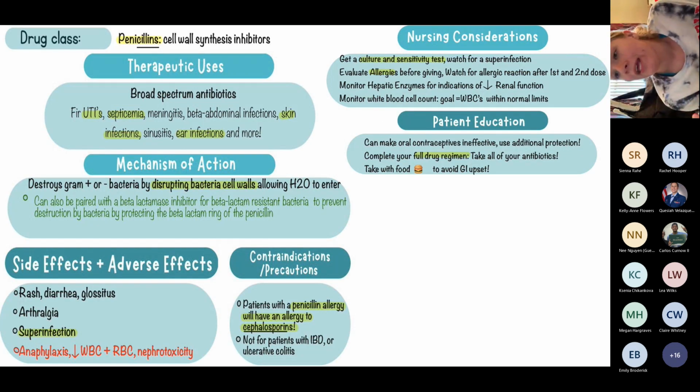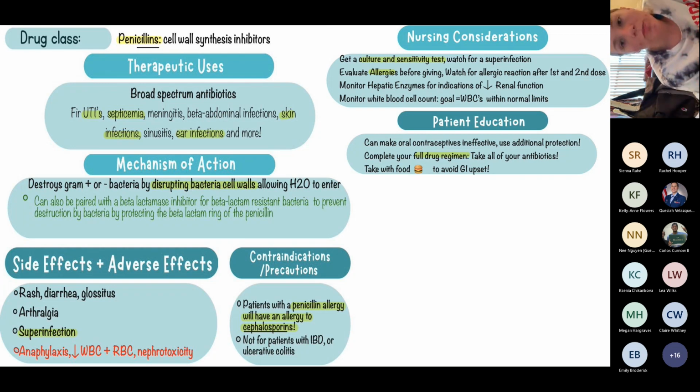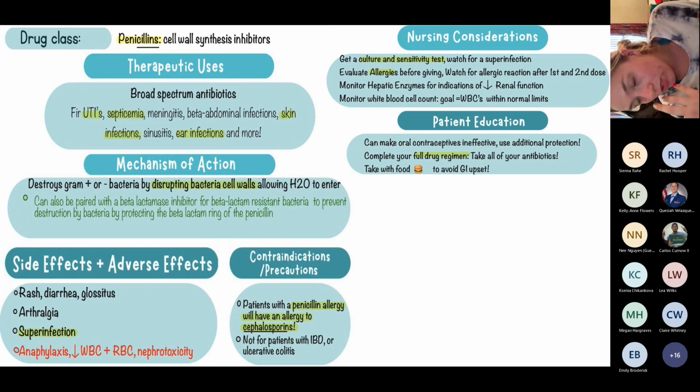So first thing we're going to talk about is our penicillins, okay? Keep in mind, penicillins throughout the ages have increased resistance. So a lot of infections can be penicillin resistant. If that's the case, we can actually pair them with a beta lactamase inhibitor to help with resistance. Penicillins are very common. They were kind of the first ever antibiotics, so they're a good prototype for general antibiotics, such as superinfection, signs of anaphylactic shock, hypersensitivity reaction, etc.